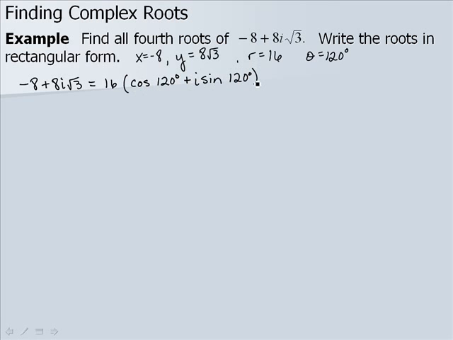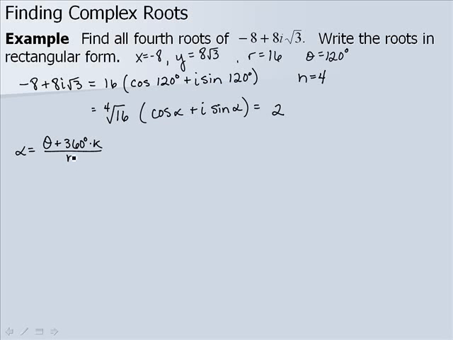And what we want to do is take the fourth root, so in this case n is 4. We'll take the fourth root of 16 times the cosine of our alpha plus i sine of our alpha, and we'll get 4 values. Now the fourth root of 16 is going to be 2, but alpha will be, remember, theta plus 360 degrees times k over n, where k is going to be 0, 1, 2, and 3.